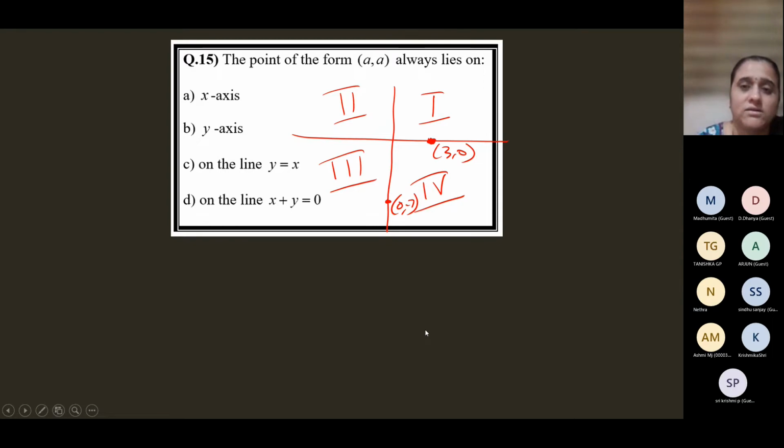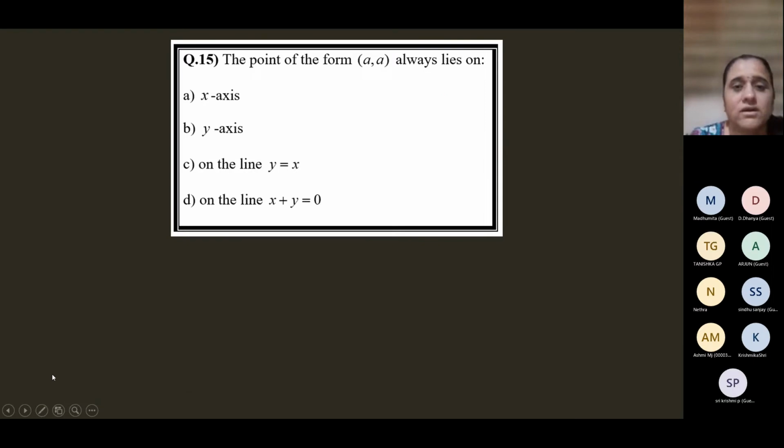Yes, ma'am. So a point can lie on the x-axis, on the y-axis, or in the first, second, third, or fourth quadrant. Very good, children. So this point (a, a), it's like (1, 1), (2, 2), and so on. So (1, 1) does not lie on the x-axis. (2, 2) does not lie on the y-axis. Then on the line x plus y is equal to 0? 1 plus 1 is not 0, no? So it's not this also.